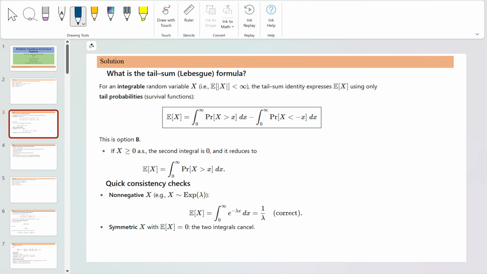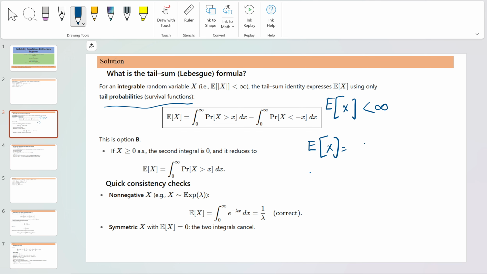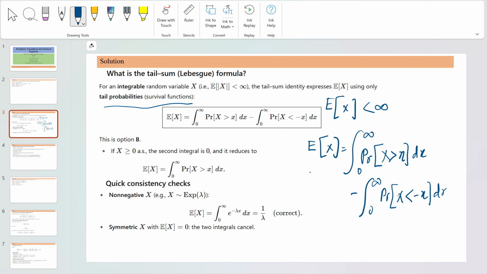So what is actually the tail sum formula? For an integrable random variable X, that is E[X] less than infinity, the tail sum identity expresses E[X] using the tail property, the survival function. The expectation of X is equal to the integral from 0 to infinity of probability of X greater than x dx, minus the integral from 0 to infinity of probability of X less than minus x dx. So option B is correct.